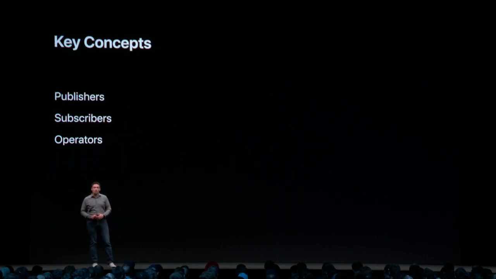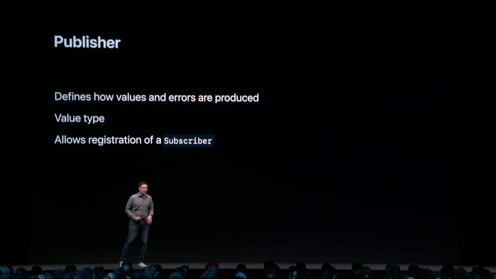So let's talk about those key concepts. There's only three: publishers, subscribers, and operators, and we'll go over each in turn. First, publishers. Publishers are the declarative part of Combine's API. They describe how values and errors are produced. They're not necessarily the thing that actually produces them. That means, as descriptions, they are value types, which in Swift means we use a struct. Publishers also allow for registration of a subscriber. That will be something that receives these values over time.